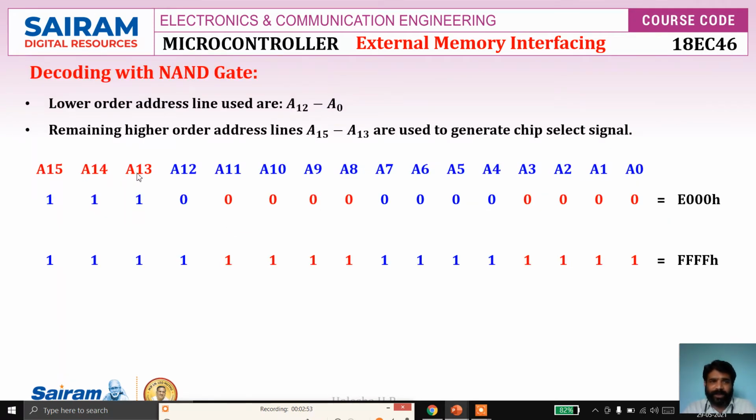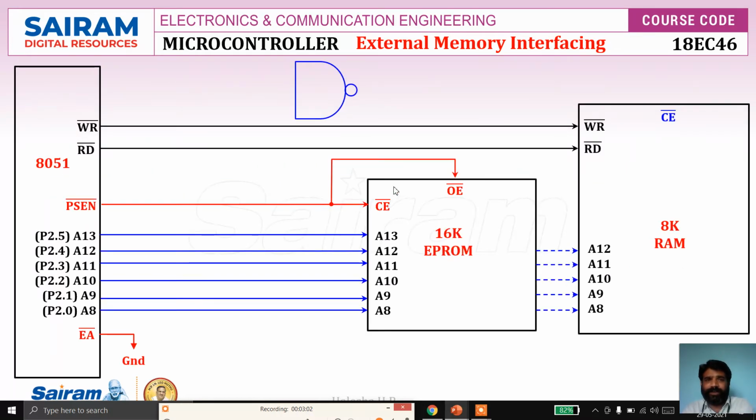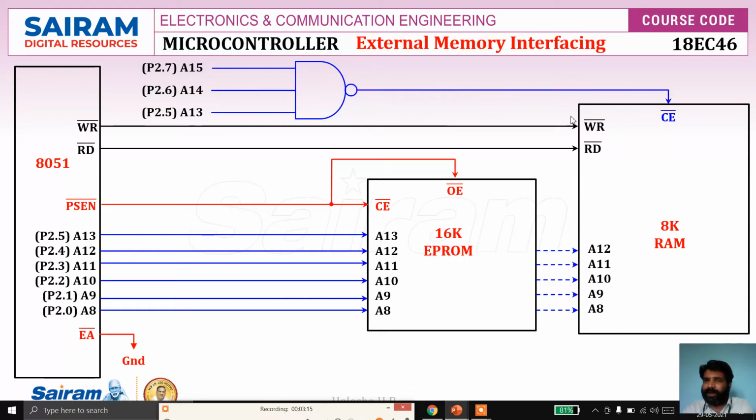Now A13 to A15 are unused and they are used for the decoding logic. I have set these as 1 1 1. Here, using a simple NAND gate, I connect A13 to A15 as inputs to the NAND gate, and its output is connected to chip enable. We know this is active low. So whenever the output of the NAND gate is 0, the chip is activated; otherwise, it won't be activated. Since all inputs are 1 1 1, the output of the NAND gate is 0 and it enables the chip. This is a simple decoding logic using a NAND gate.